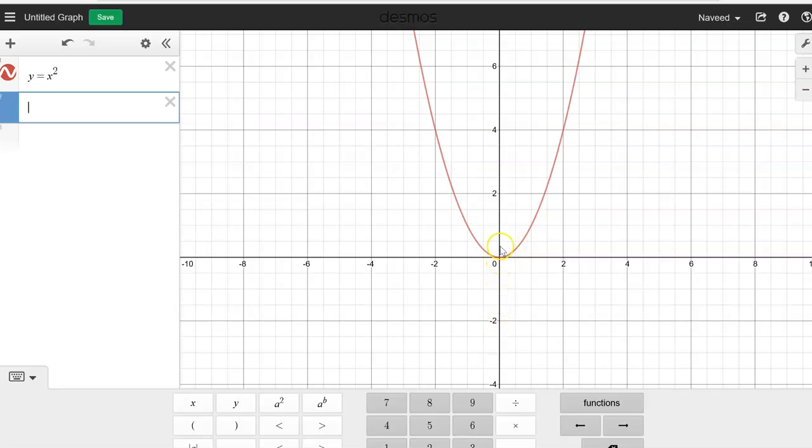This line that goes through the vertex is called the axis of symmetry, and there is an equation associated with it. It is a vertical line, always x equals the value of the x coordinate of the vertex. That is the equation of the axis of symmetry. So in this case, it would be x equals 0. All right, so that's that.